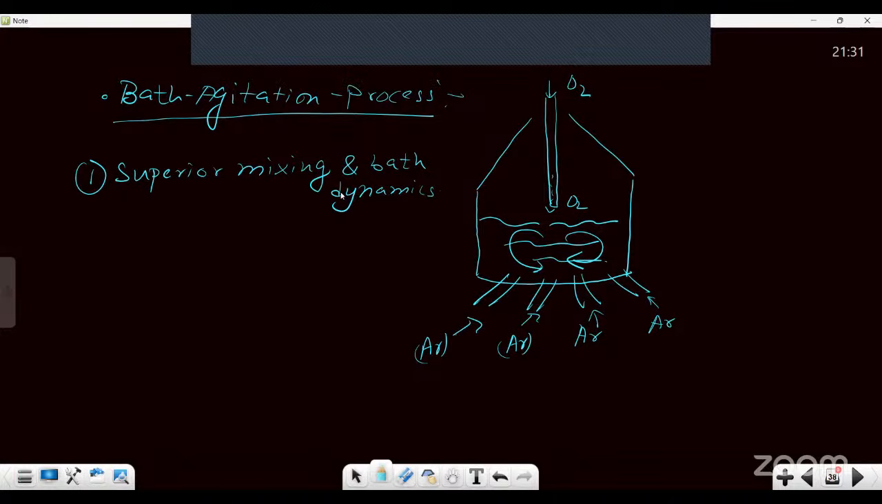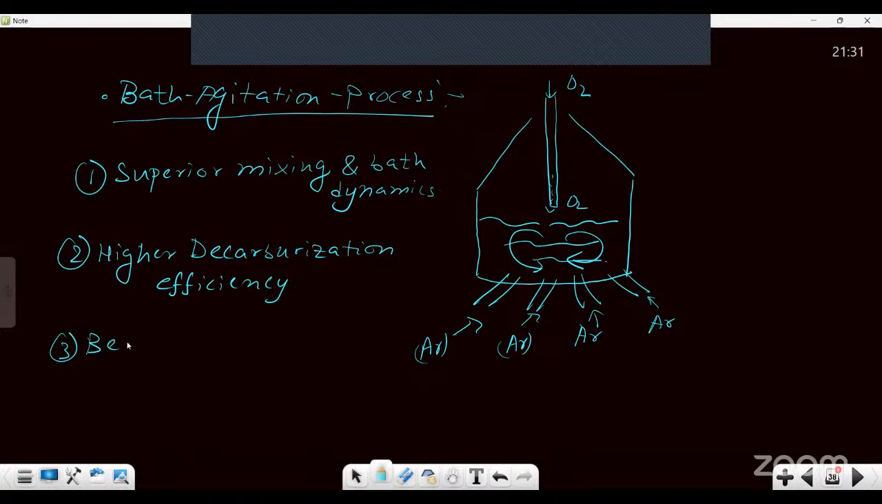Right? Higher decarbonization efficiency because of better mixing. Better phosphorus removal is there. Right? So these are some of the advantages.